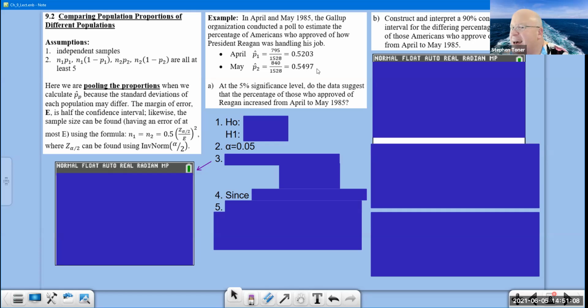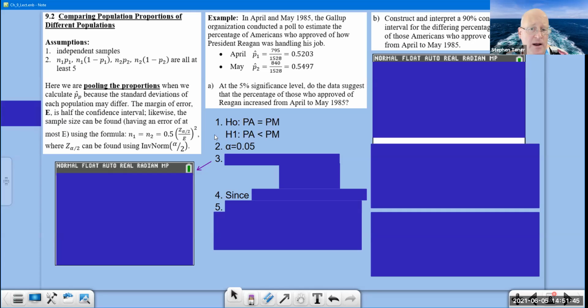Now, is that increase significant? That's what we're trying to find out. At the 5% significance level, do the data suggest that the percentage of those who approved of Reagan increased from April to May 1985? Well, we can see it increased, but can we say that at a 5% significance level? That's the question. So this time my populations are not people or men or women, it's 2 different months. Now a date or a survey can't take place in both April and May, so they are independent of each other.